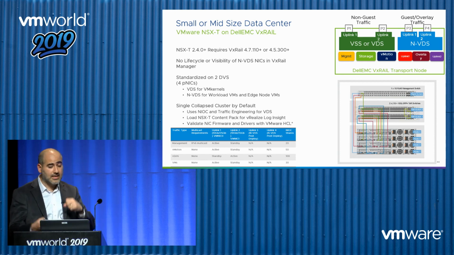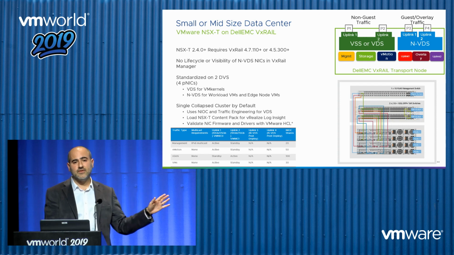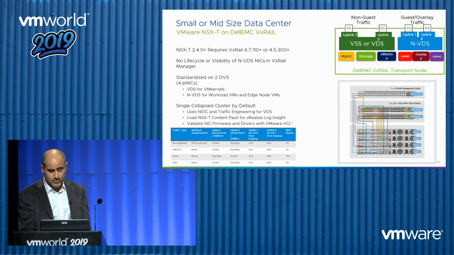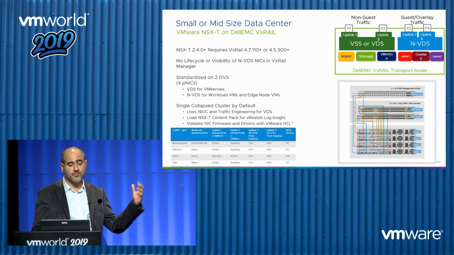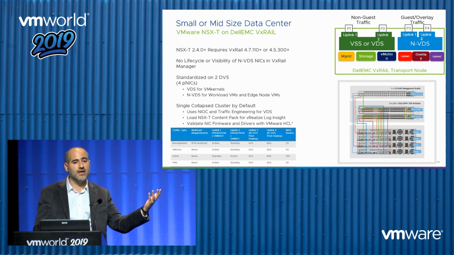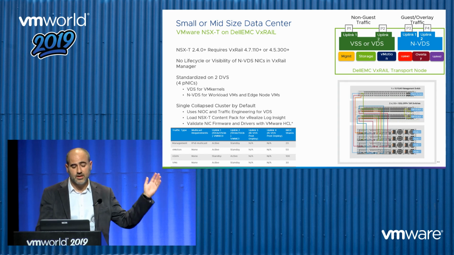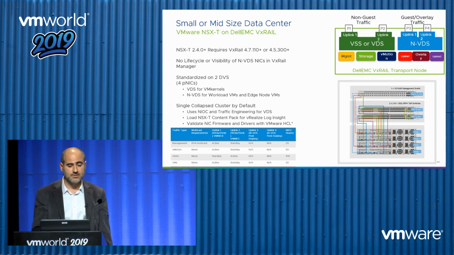So in this design, as Amit mentioned earlier, you would put your overlay traffic, your workload traffic, onto the NVDS and run your workload traffic through that NVDS through PNIC 3 and PNIC 4. As you can see on the bottom left side of this slide, VxRail also manages the teaming policies on the VSS or VDS per different types of traffic, like vMotion is using uplink 1, vSAN is using uplink 2 in this case.